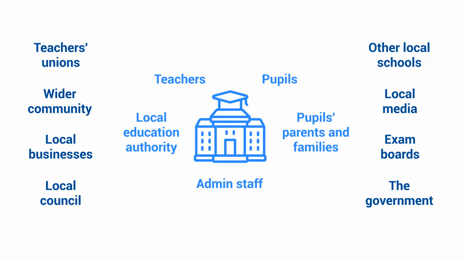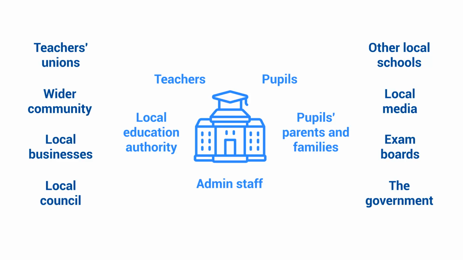Exam boards are another group of stakeholders, because schools have to hold exams based on the rules that the exam boards set. And the government is another group of stakeholders, because they decide how much of the national budget goes towards education, and surely we can see the direct implication that would have for the school's strategy.